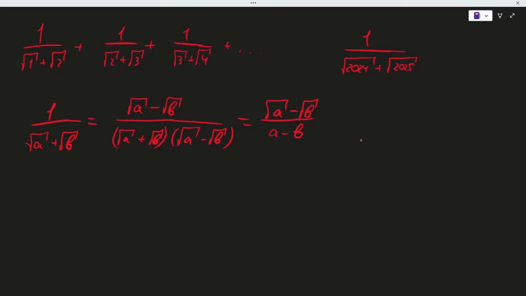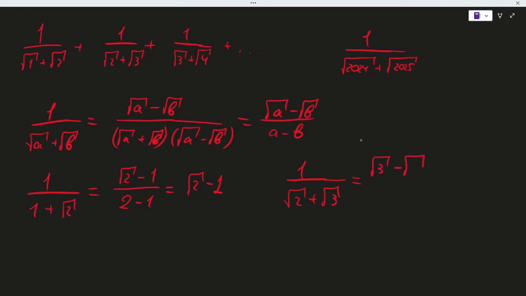In our case, 1 divided by 1 plus root 2 can be written as root 2 minus 1 divided by 2 minus 1, which is exactly root 2 minus 1. Similarly, the second term, 1 divided by root 2 plus root 3, can be written as root 3 minus root 2 divided by 3 minus 2, which is exactly root 3 minus root 2.